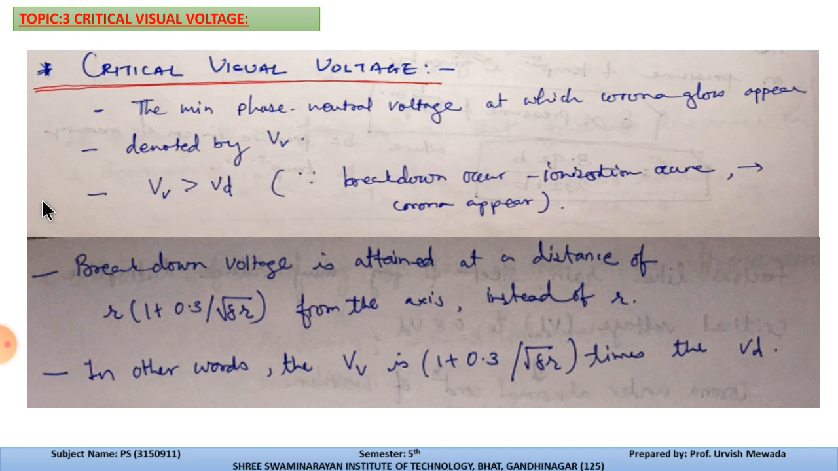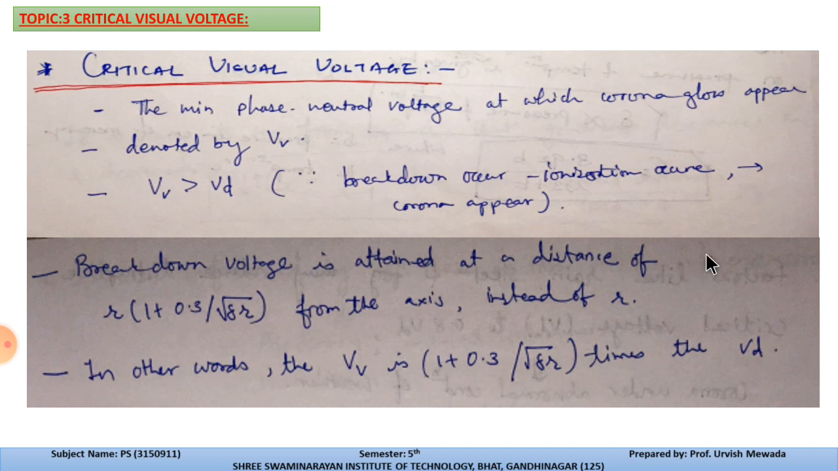Whenever breakdown occurs, ionization occurs, and so corona appears. When breakdown occurs, the voltage is VD, and when ionization occurs and corona appears, it is called VV. So from this we can easily say that the critical visual voltage is greater than the critical disruptive voltage.